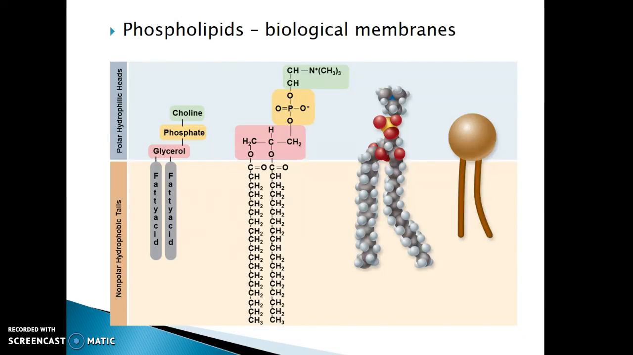This is what makes up every biological membrane of all living organisms. The phospholipid has a head up here that is hydrophilic. It likes water. And then it has this tail region here that is hydrophobic. It doesn't like water. The tail is made up of 2 fatty acids. The head is made up of glycerol, a phosphate, and then a choline group.